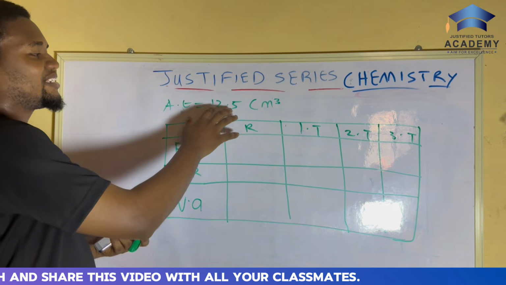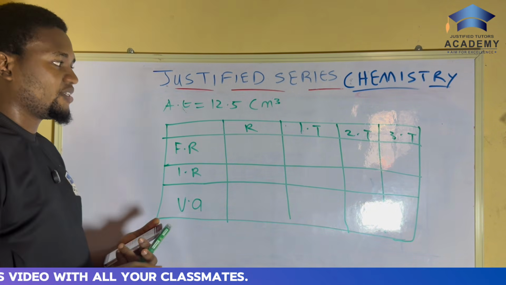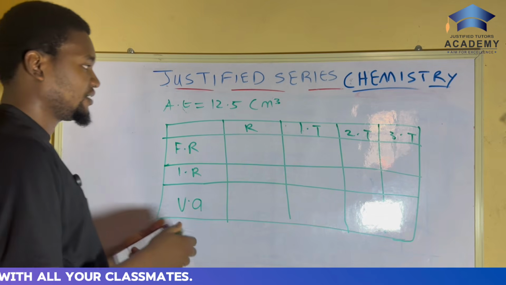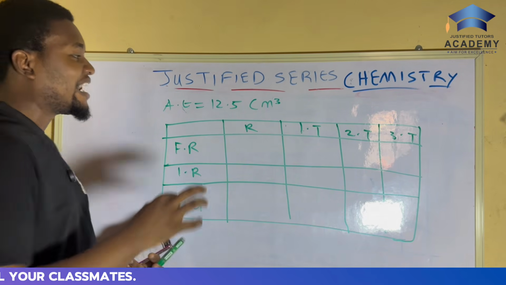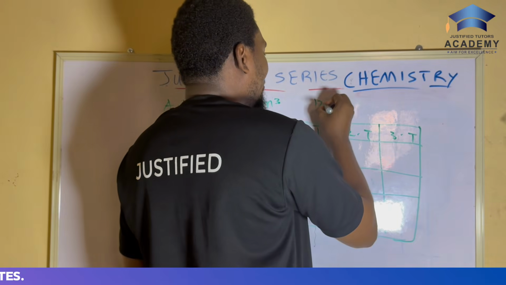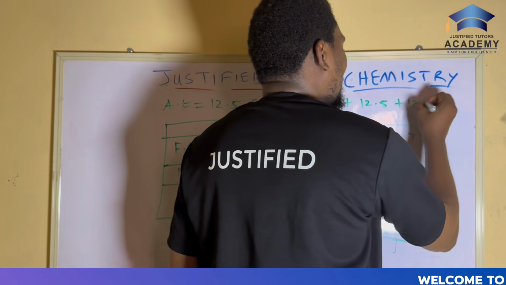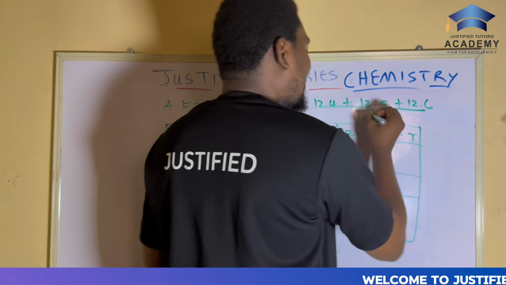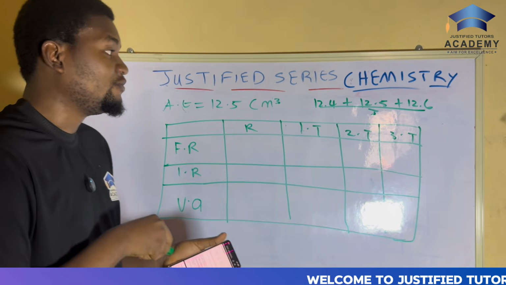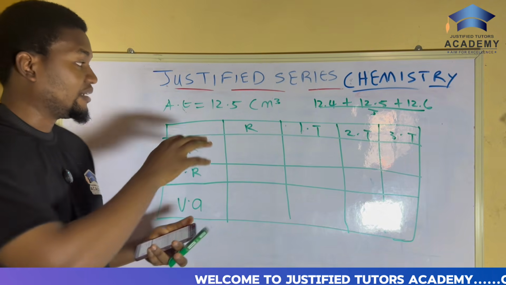In fact, let me tell you, let's see 12.5 first. Now let me just tell you the secret. You see, the three values that will give us 12.5 are 12.4 plus 12.5 plus 12.6. When you divide this value by 3, they will give you this.